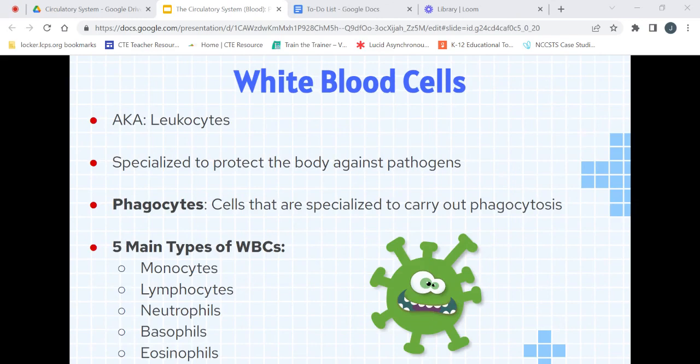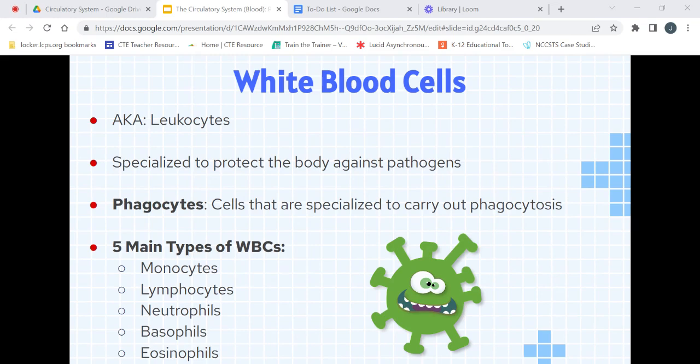White blood cells are also known as leukocytes, and they are specialized to protect the body against pathogens. Pathogens are harmful bacteria and other microorganisms that cause disease. White blood cells develop from stem cells in the red bone marrow.